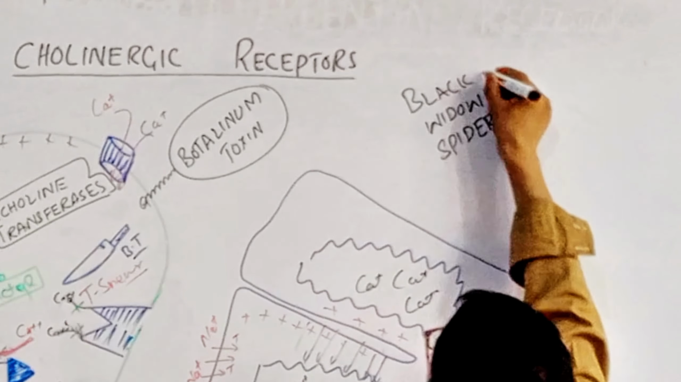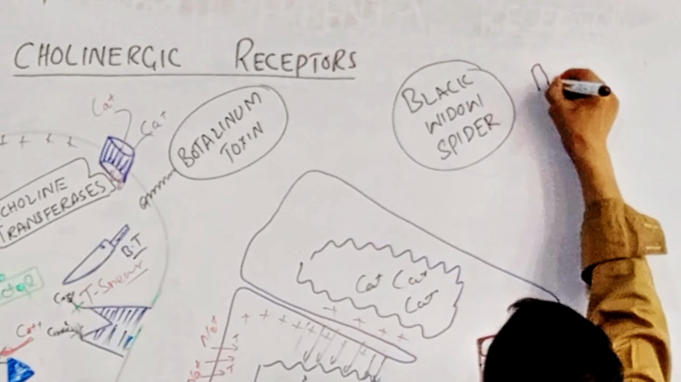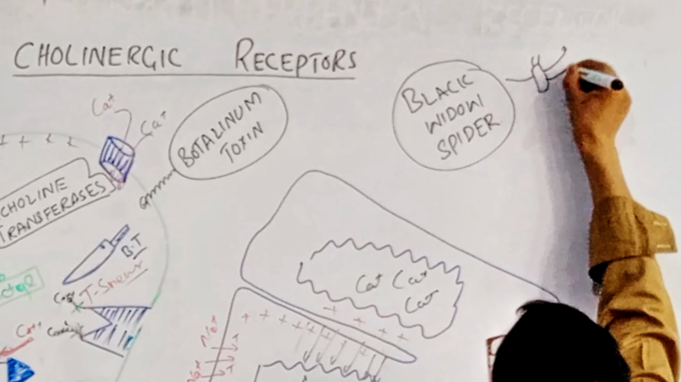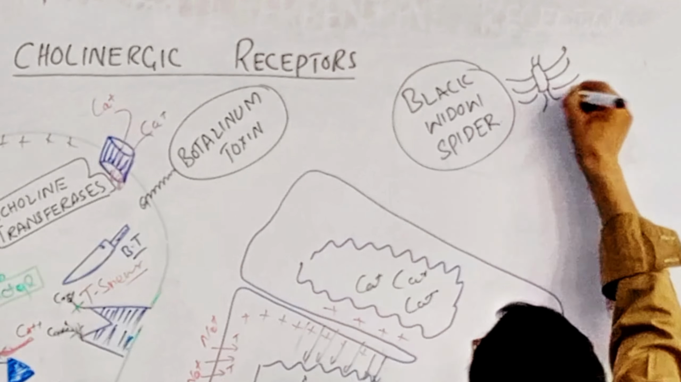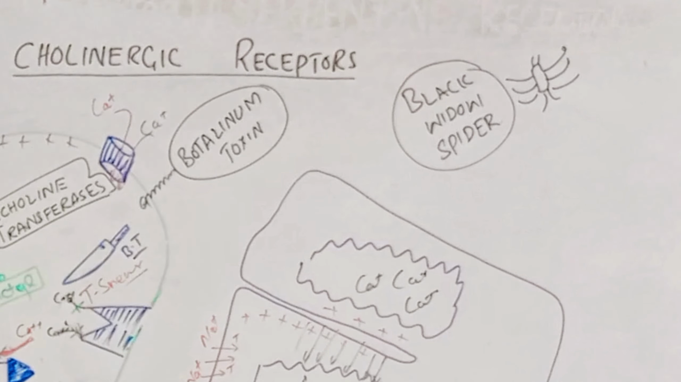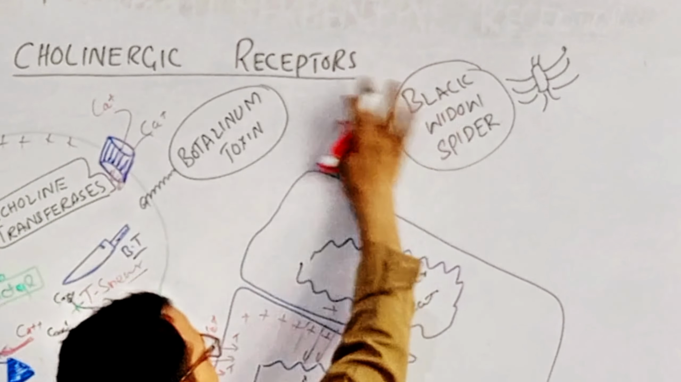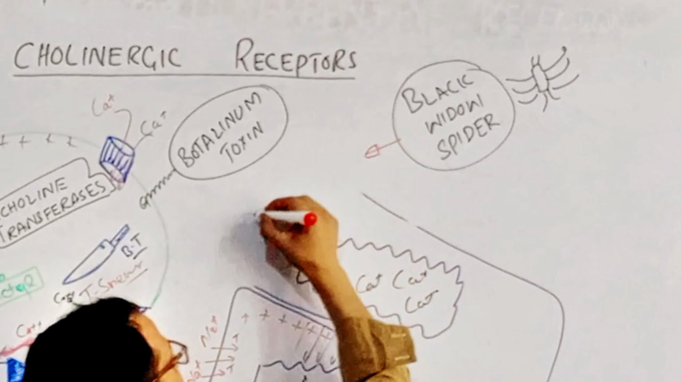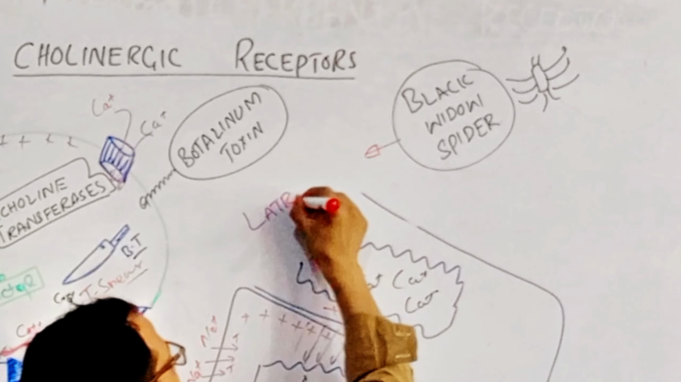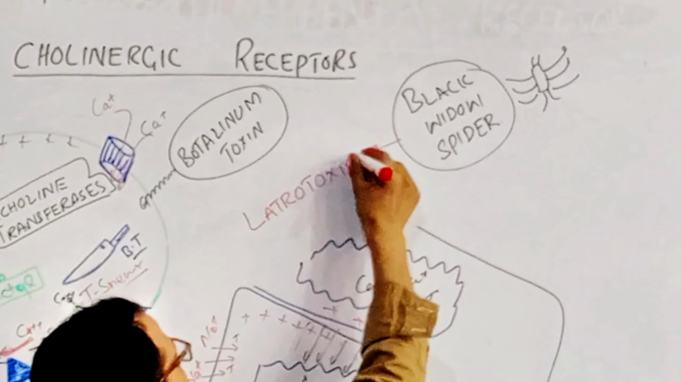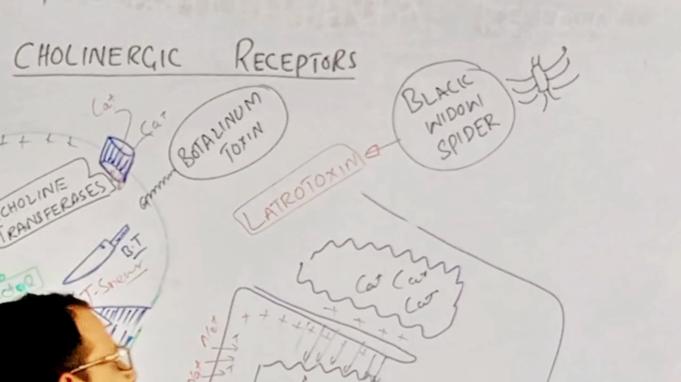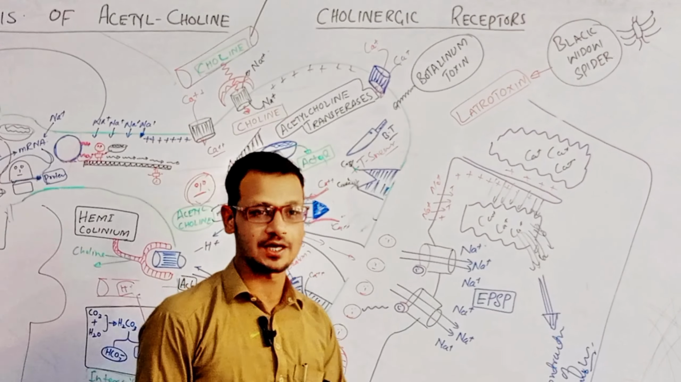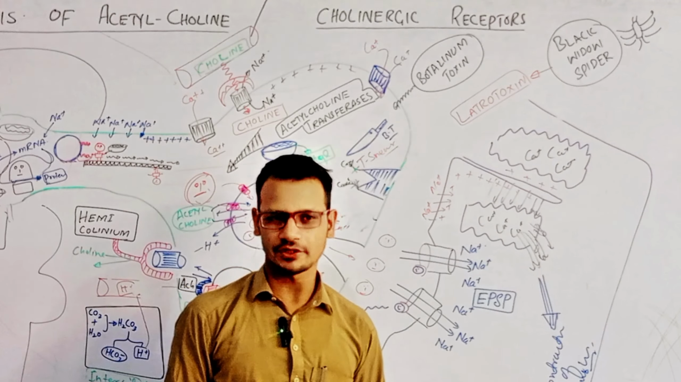The black widow spider, right? For example, here is the black widow spider, and it produces some toxins called latrotoxins, and this latrotoxin and botulinum toxins are working against each other.